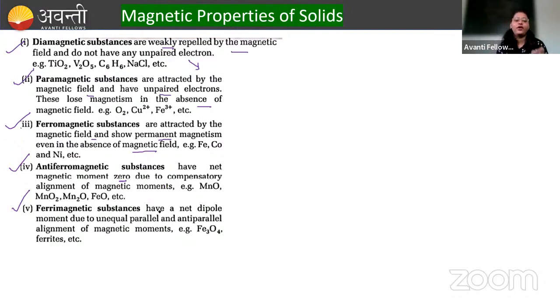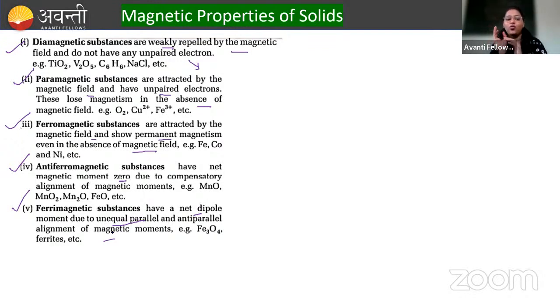Ferrimagnetic, what is the meaning of ferrimagnetic substances? They have a net dipole moment due to unequal parallel and anti-parallel alignment. So here also there is alignment of magnetic moments, but sometimes what happens is there is unequal alignment of these magnetic moments, due to which the substance has magnetism, and it is known as a ferrimagnetic substance.